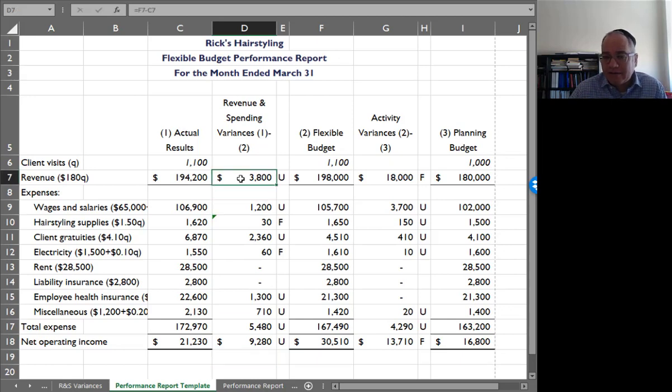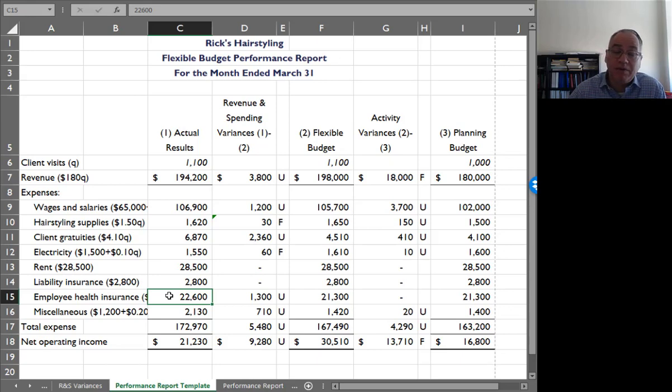Maybe they gave out some discounts, they paid a little extra wages and salaries, and there's a huge problem here with client gratuities. For some reason, client gratuities went way up, and we want to know why. Also, employee health insurance went up too, much higher than it should have gone. It should have been fixed. So we would look into the health insurance plan and find out what happened.